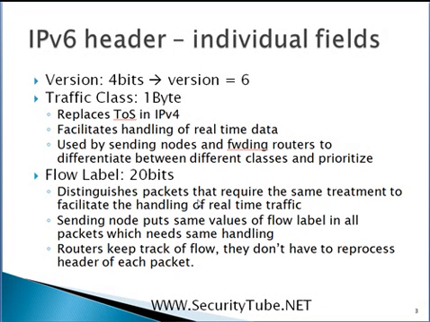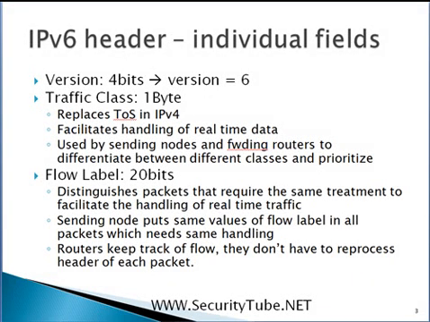The second field in the IPv6 header is traffic class, which occupies 1 byte. This traffic class is to facilitate handling of real-time data. So the traffic class will be used by sending nodes as well as the in-between routers which forward the data, and with the help of traffic class one can differentiate between different classes for prioritization. This traffic class is very much similar to IPv4 TOS, that is type of service, but it is extended with 1 byte.